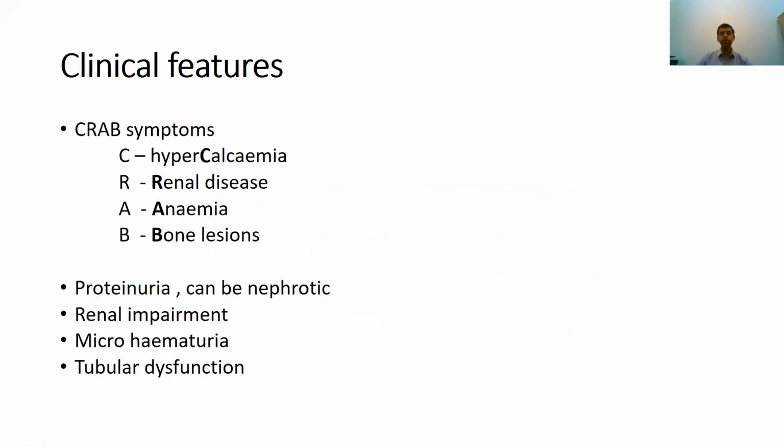Clinically, you always look in these patients for the CRAB symptoms. CRAB is hypercalcemia, renal disease, anemia, bone lesions, which are common symptoms you see in multiple myeloma. Apart from that, from a renal point of view, these patients can get a little bit of proteinuria. If they have amyloidosis, this can lead to a nephrotic syndrome. They can have acute kidney injury, and a little bit of hematuria if the glomerulus is damaged. And like I showed you before, if the tubules are damaged, they can have tubular dysfunction like Fanconi syndrome. So it can manifest in different ways.